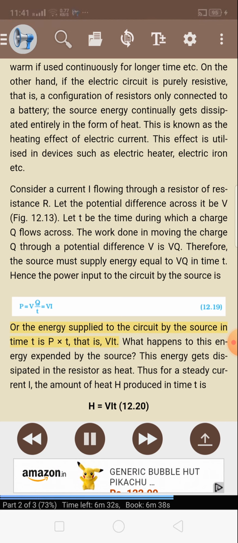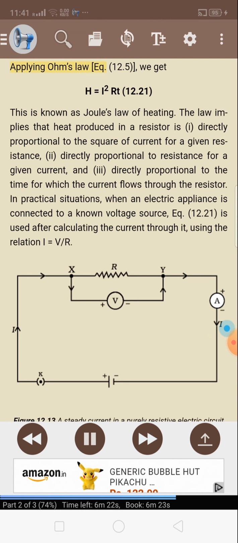What happens to this energy expended by the source? This energy gets dissipated in the resistor as heat. Thus for a steady current I, the amount of heat H produced in time t is H equals VIt, Eq. 12.20. Applying Ohm's law, Eq. 12.5, we get H equals I squared Rt, Eq. 12.21. This is known as Joule's law of heating.